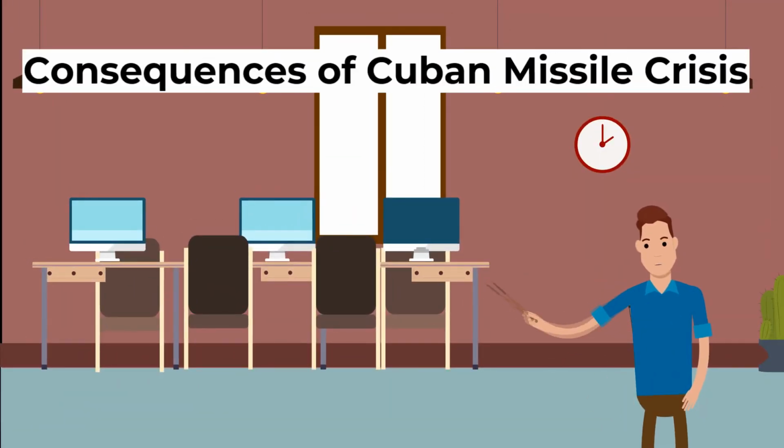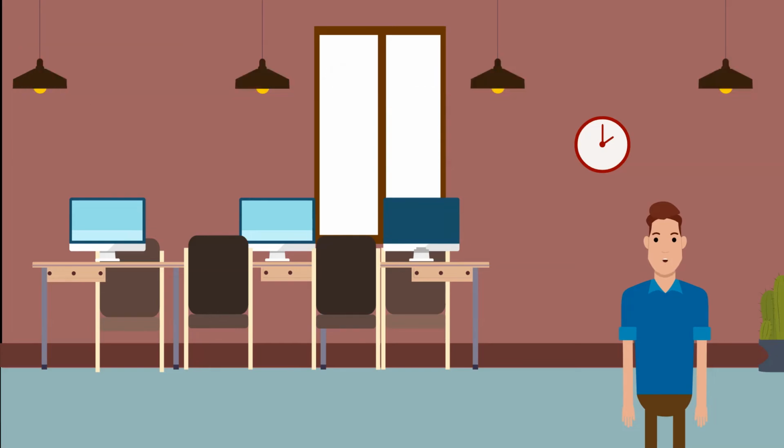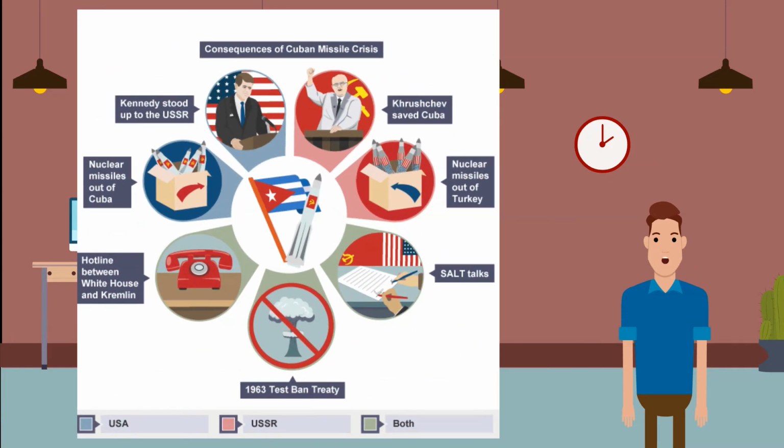So what were the consequences of the Cuban Missile Crisis? Well, both sides claimed victory. Khrushchev claimed he had saved Cuba, which remains communist and heavily armed, from invasion by the USA, and has negotiated a deal with the US on their missiles in Turkey.